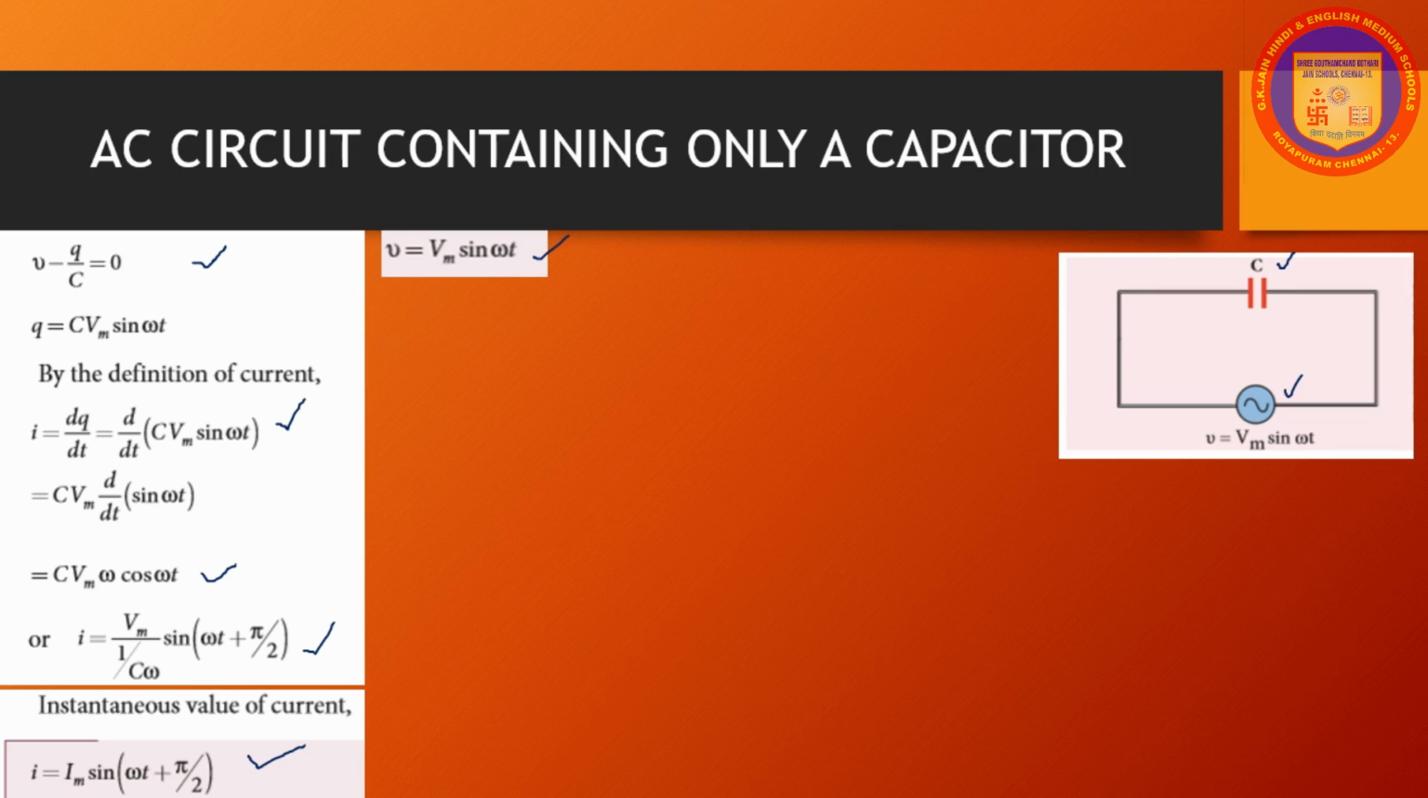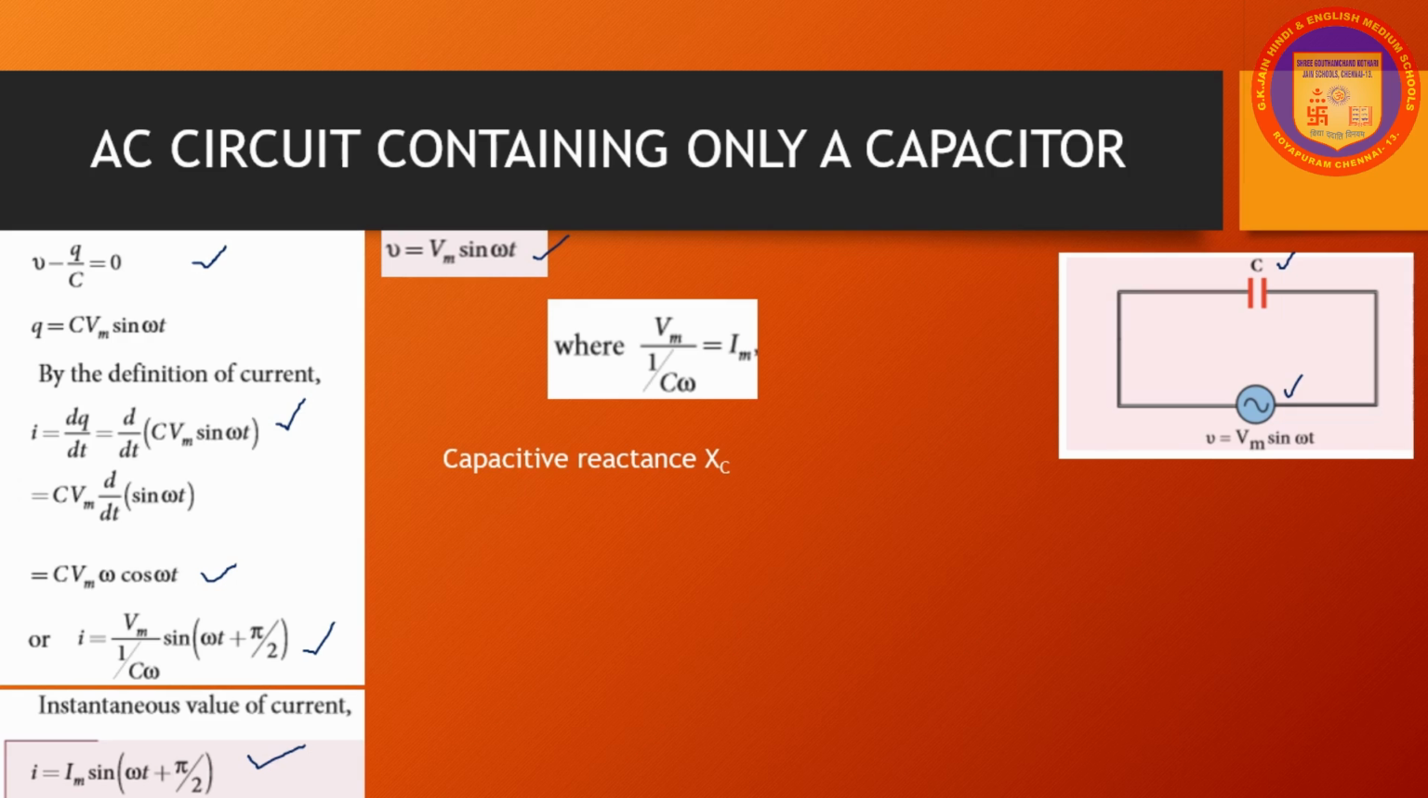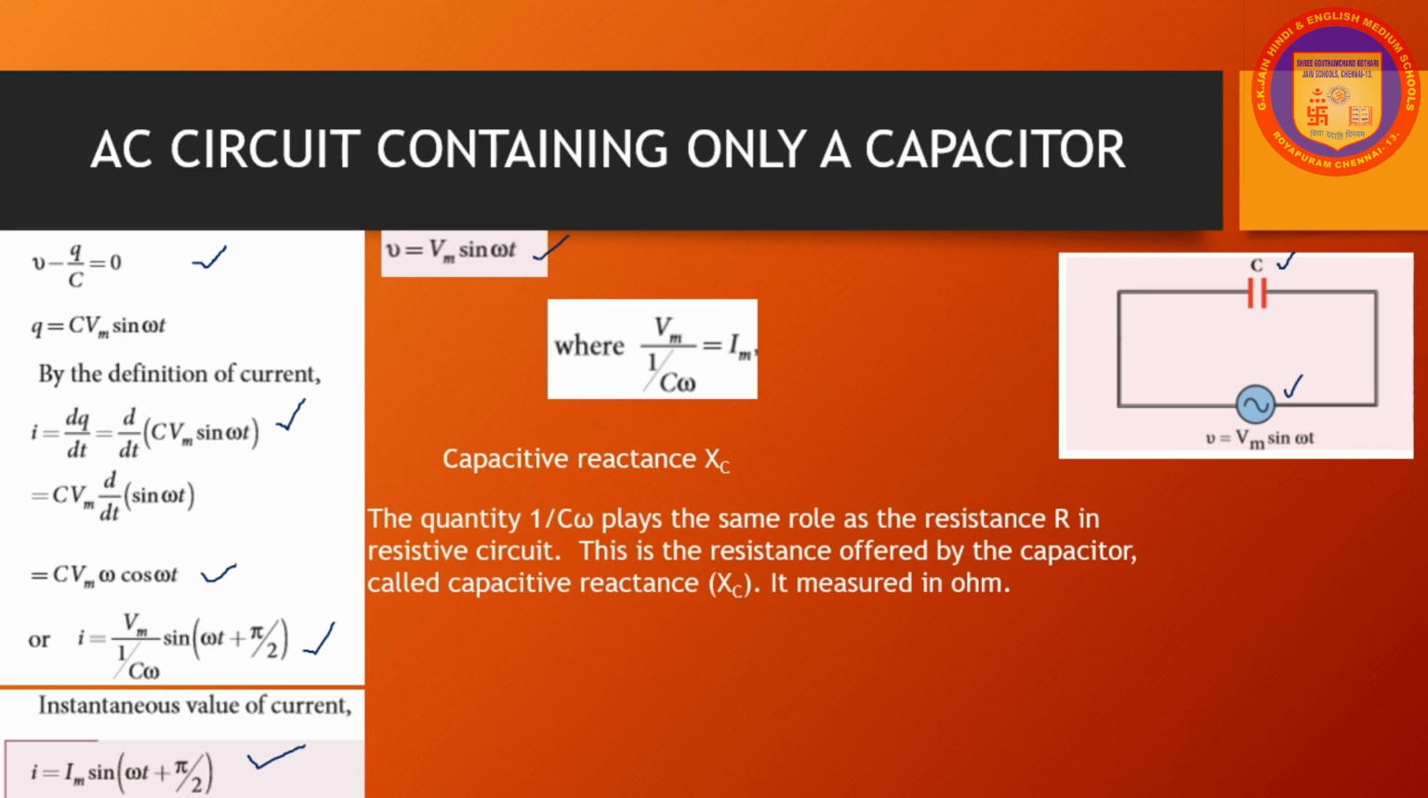The next one is capacitive reactance Xc. The peak value of the current Im is given by Im is equal to Vm divided by 1 by C omega. Let me compare with the first equation. Im is equal to Vm by R from the resistive circuit. So the quantity 1 by C omega plays the same role as the resistance R in the resistive circuit. This is the resistance offered by the capacitor, called capacitive reactance Xc. It is measured in ohms. So Xc is equal to 1 by omega C.